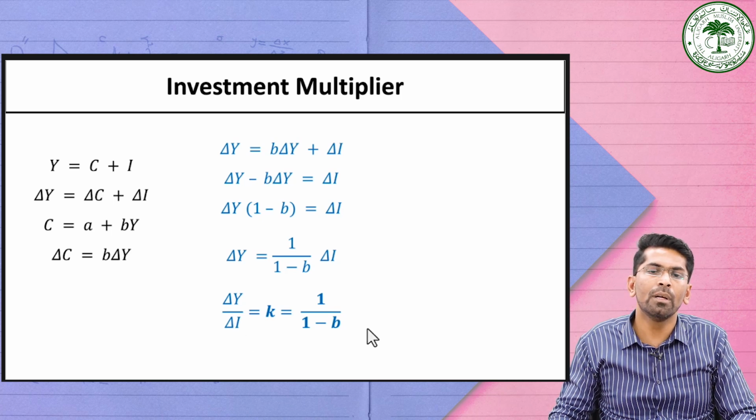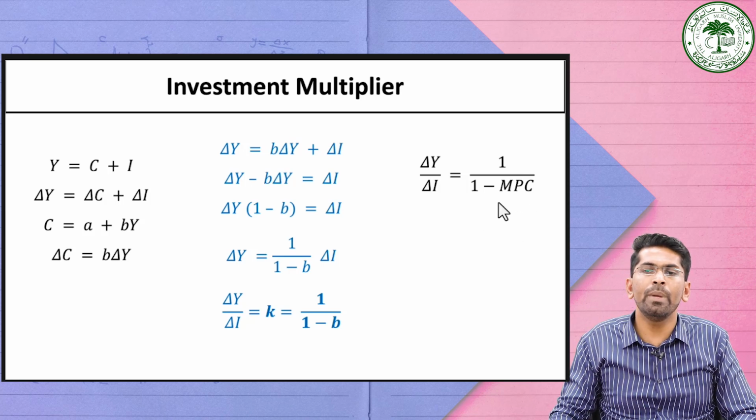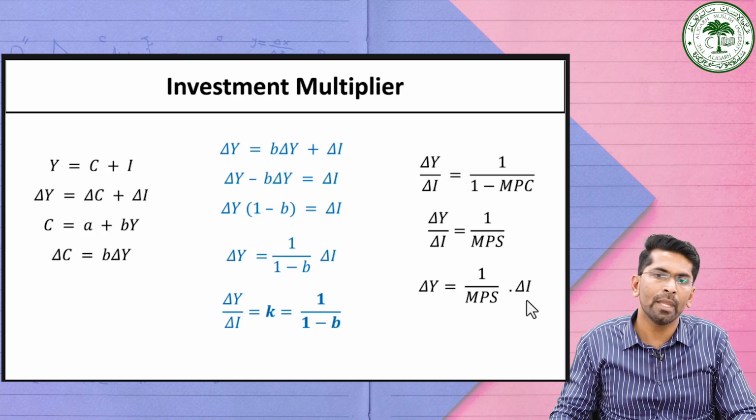Okay. Now, see 1 by 1 minus B: B is nothing but the MPC, marginal propensity to consume. So instead of B, I am writing 1 by 1 minus MPC. 1 by 1 minus MPC is nothing but 1 by MPS, because MPC plus MPS is equal to 1. So we can rewrite by taking delta I to the right hand side of the equation. Here delta Y, the change in income, is equal to 1 by MPS into delta I.